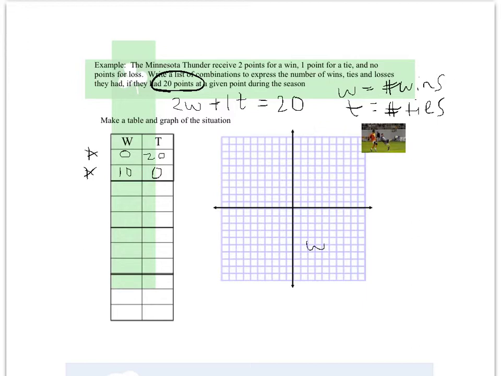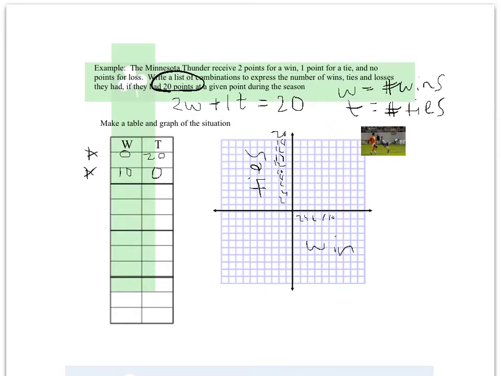So I'm going to have the number of wins, and the number of ties. And I could sketch them in. Let's see. All the way out to 10. 2, 4, 6, 8, 10, and 2, 4, 6, 8, 10, 12, 14, 16, 18, 20. So we have to fit in. Let's see. The wins are going to be 0. The ties are going to be 20. That's way up here, my y-intercept. And if my wins are 10 and my ties are 0, way down here, and draw the line. Now I've sketched a graph for the curve, 2w plus 1t equals 20.